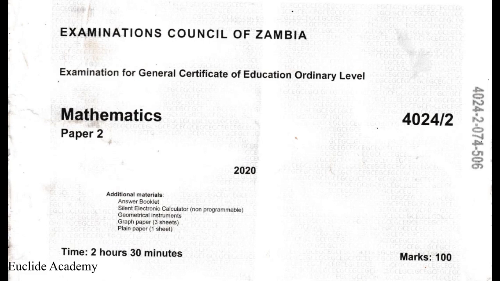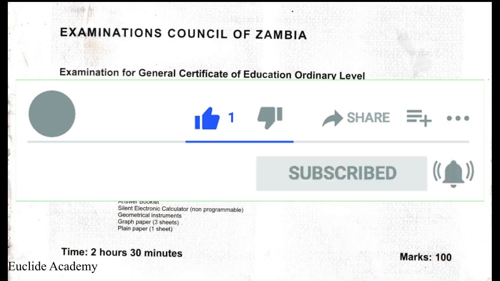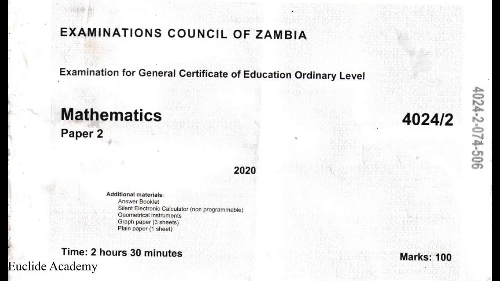So in this session we are going to answer the 2020 Mathematics Paper 2 examination question paper. This is a revision for the examination classes. If we are having exams, probably some of you within the next hours, some of us in the next few days, some of us in the next few months. So you can use this as a revision.